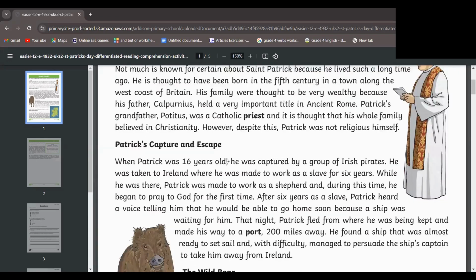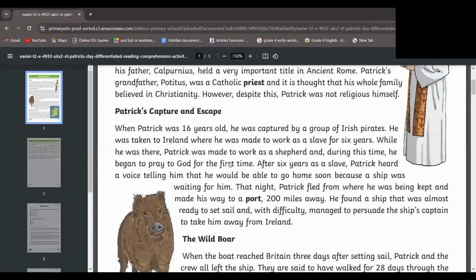Patrick's capture and escape. When Patrick was 16 years old, he was captured by a group of Irish pirates. He was taken to Ireland, where he was made to work as a slave for 6 years. While he was there, Patrick worked as a shepherd, and during this time, he began to pray to God for the first time. After 6 years as a slave, Patrick heard a voice telling him that he would be able to go home soon because a ship was waiting for him.